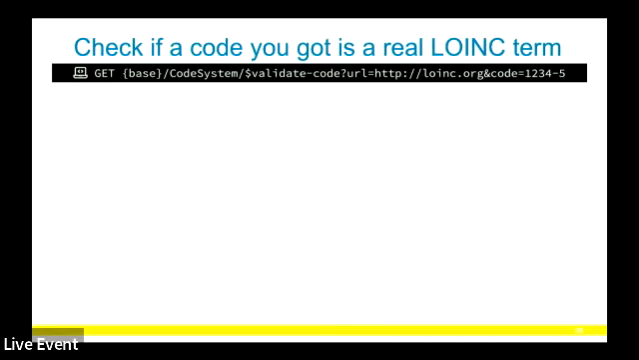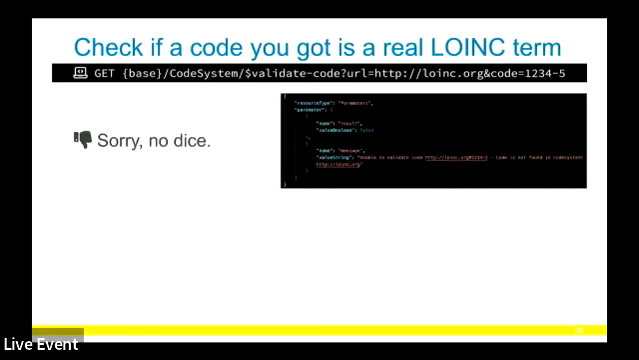Here we would pass the same sort of parameters, the URL that identifies the coding system, as well as the code that we're looking for. And so here we're going to say, hey, is 1234-5 a LOINC term? And the server says, nope, sorry, it's not.